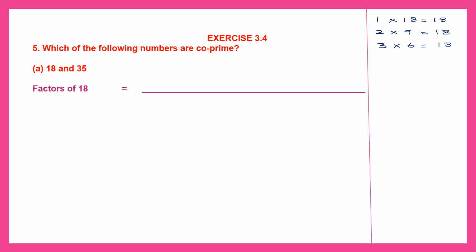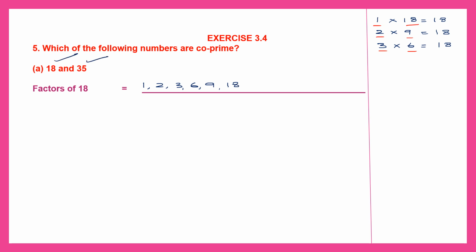Then 4, no, 4 into nothing will give us 18. 5 also. Then we have 6. 6 threes are 18, but we already have 6. So that's it. So these are the factors of 18. They are 1, 2, 3, then let's go this way, 6, 9 and 18. So let's write down the factors of 18: 1, 2, 3, 6, 9 and 18. These are the factors of 18. So we've finished with 18.